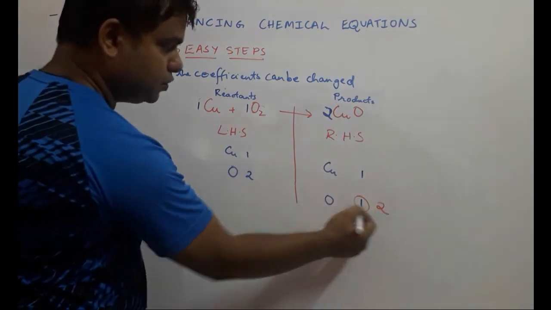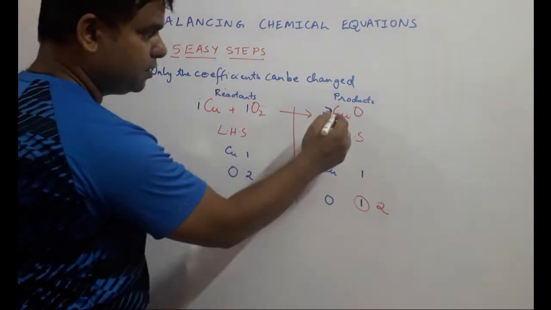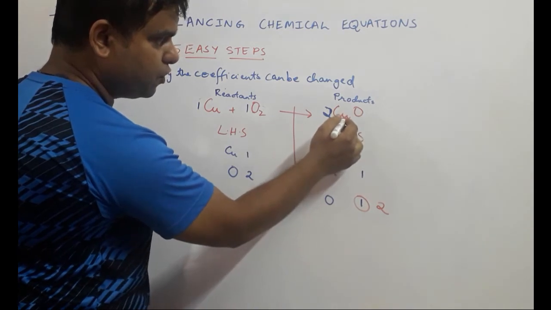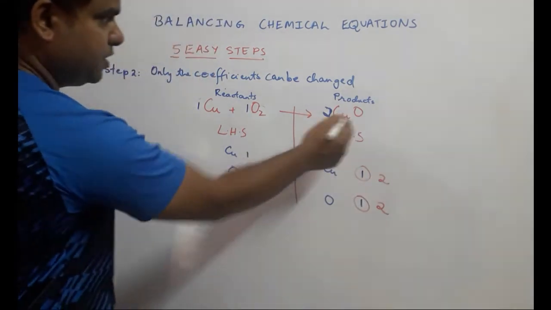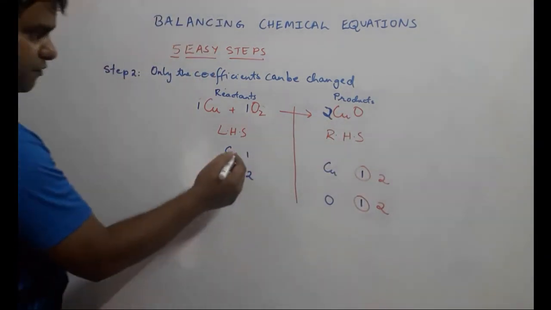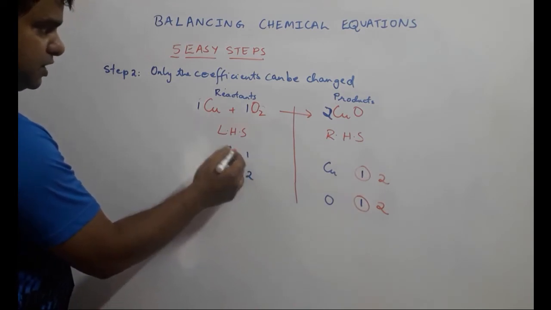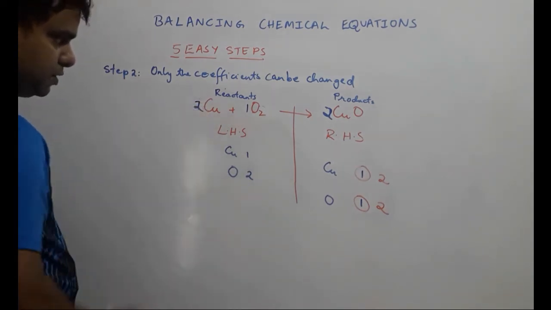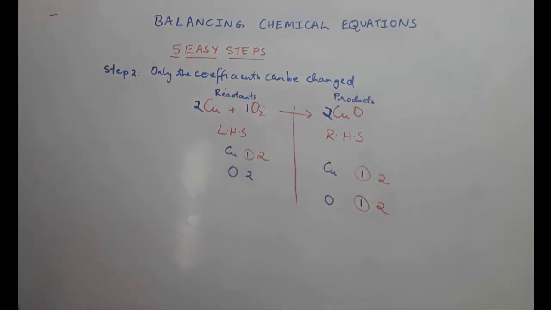We have got 2 of oxygen balanced with 2 of oxygen on the reactant side, but in trying to put 2 of oxygen, we have got 2 of copper as well. So we need to change this to 2 on the product side. Now we have got only 1 on the reactant side, which means we'll have to change this to 2. So we can change this to 2, and this will change to 2. Now you can count the number of atoms on either side and see that they are balanced.